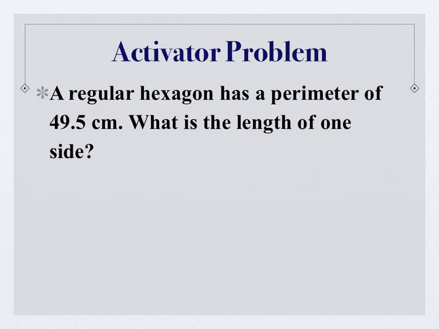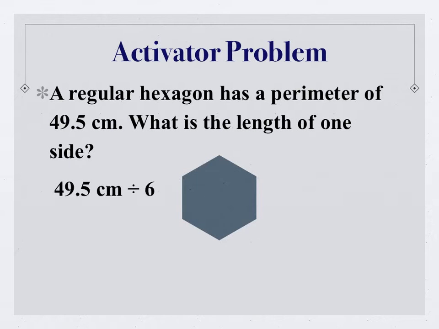Here's your activator problem. A regular hexagon has a perimeter of 49.5 centimeters. What's the length of one side? Now you want to think about a hexagon, and especially a regular hexagon has all congruent sides. There are 6 of them. So we'll take the perimeter, we'll divide by 6, and here's the length of one side.